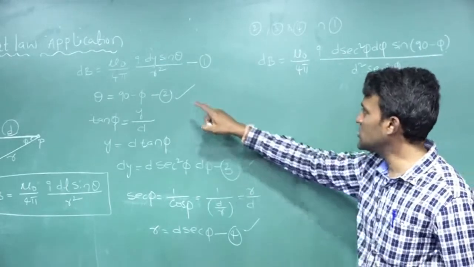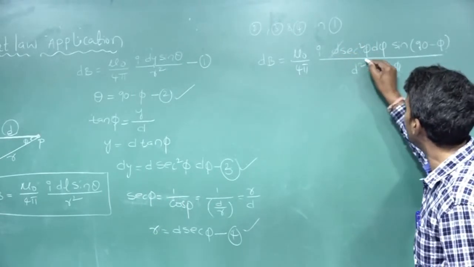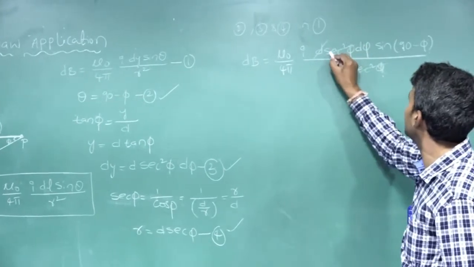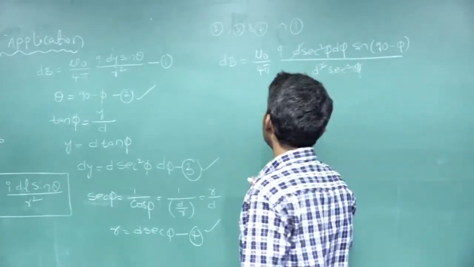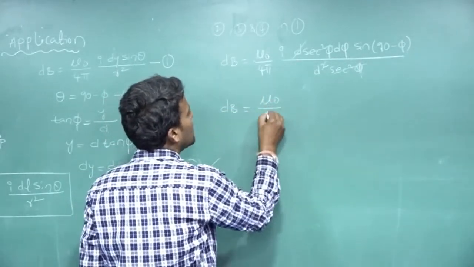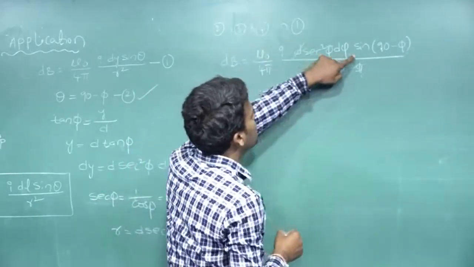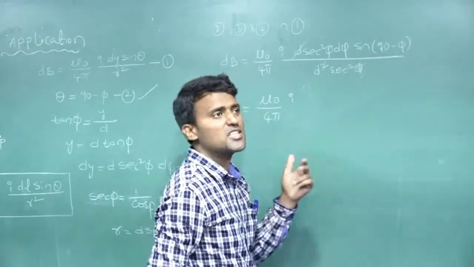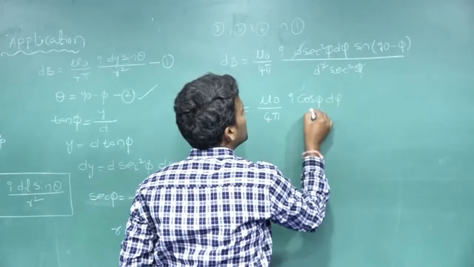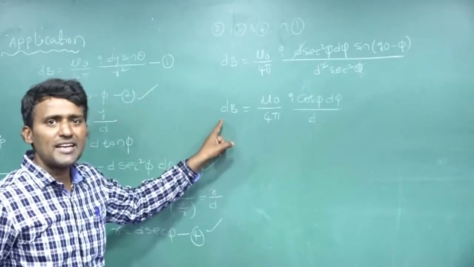Why have I written this whole square? So that in this one, you can cancel. D and D square get cancelled, sec square phi gets cancelled. What remains here? dB is equal to mu naught by 4 pi, the remaining one is I, and sin of 90 minus phi is cos phi, so cos phi d phi divided by D.